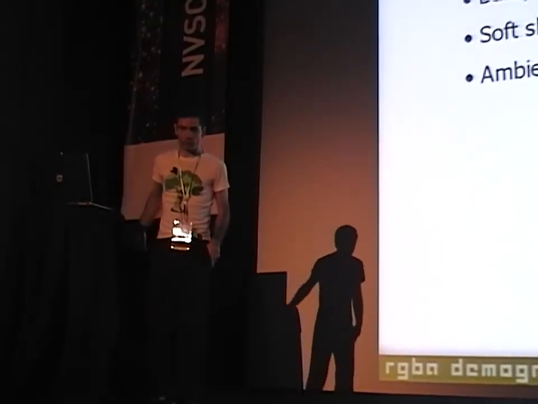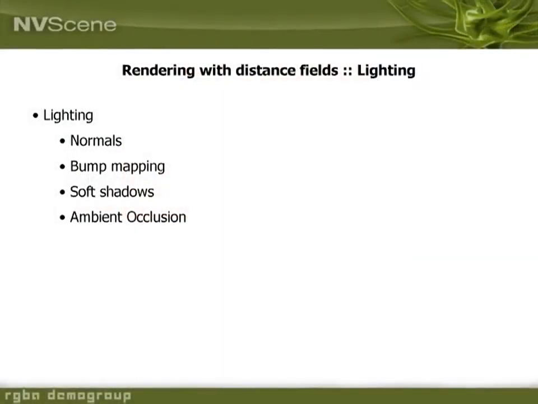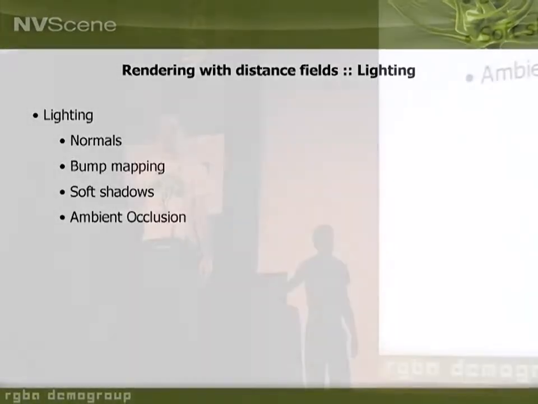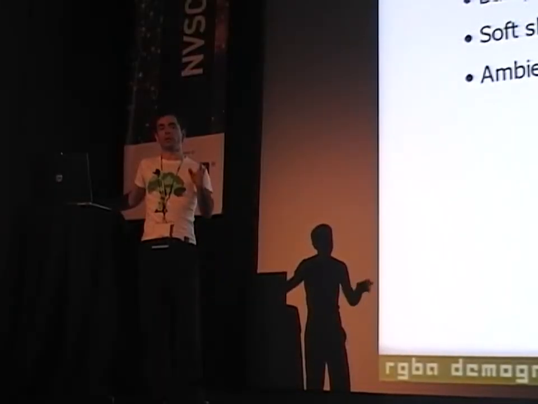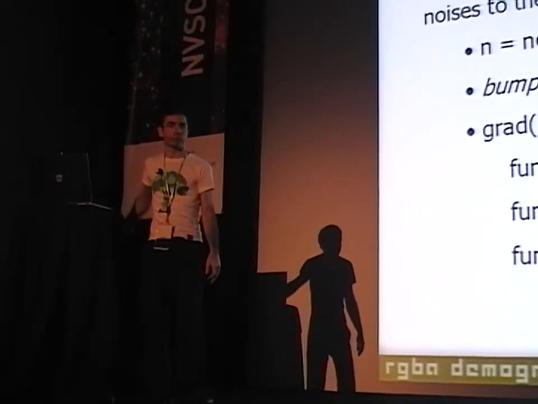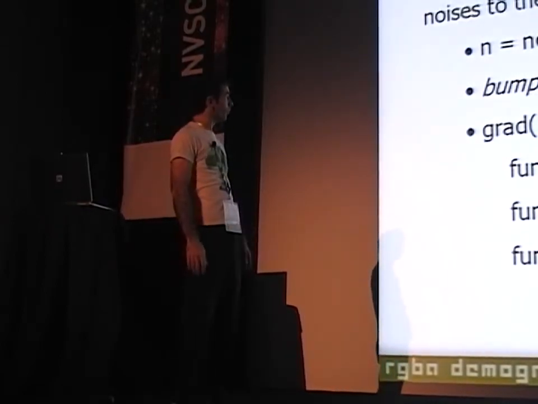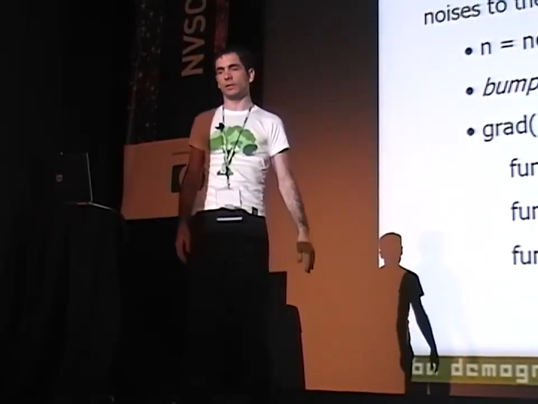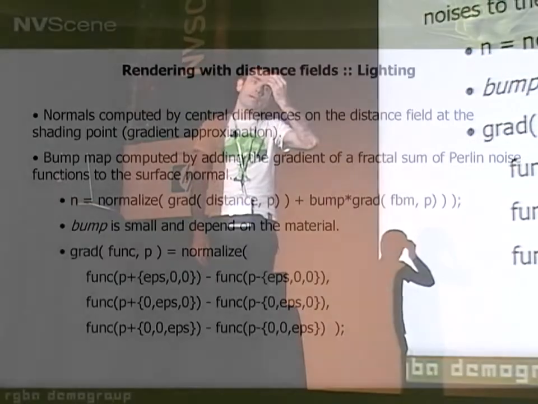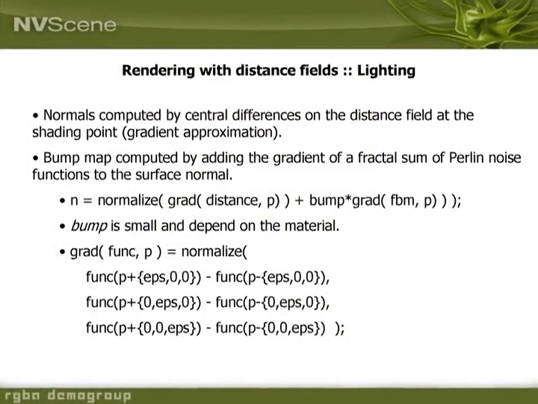So once you have your geometry or your surface, it's time to do some lighting on it to give it the feeling of depth and to bring some interesting colors to the image. The first thing you need to do any kind of lighting is to have a normal, and then you can do bump mapping or shadows or whatever. So computing the normal is very, very easy. You have probably done it in the past if you have used marching cubes or fractals or anything, and the technique is very well known.